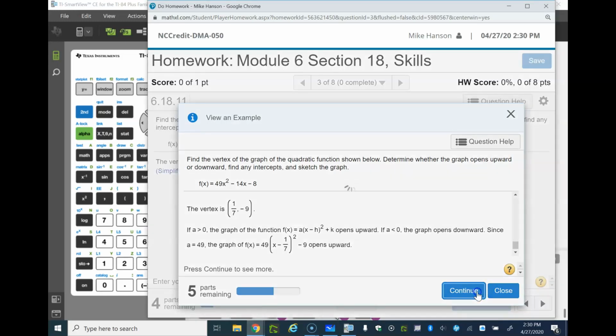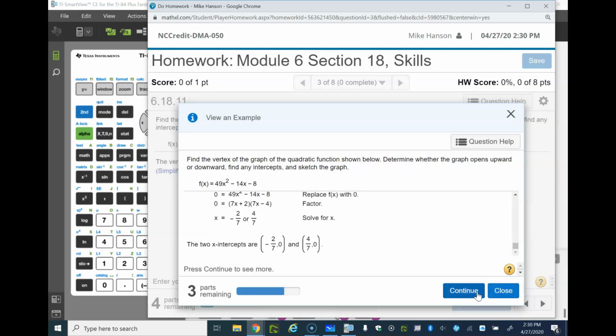So let's look at this one down here. And these are actually fractions again. So remember, just hit the X and then hit math, enter, and it should change it to 2/7 and 4/7 for you.